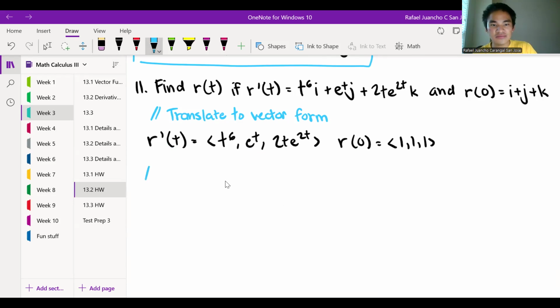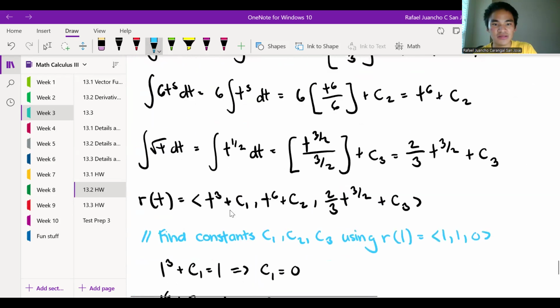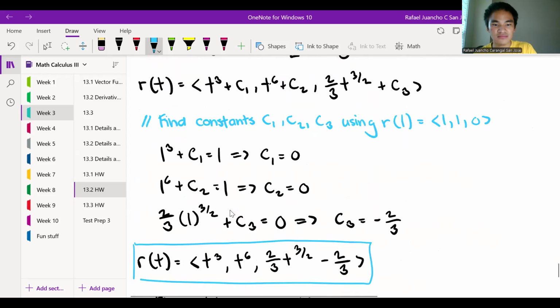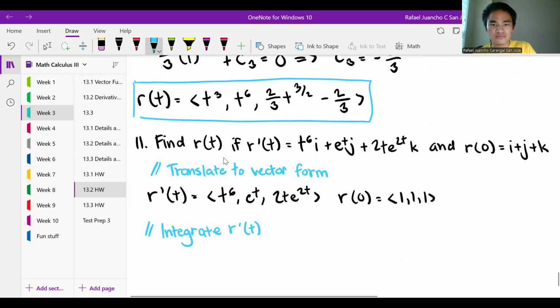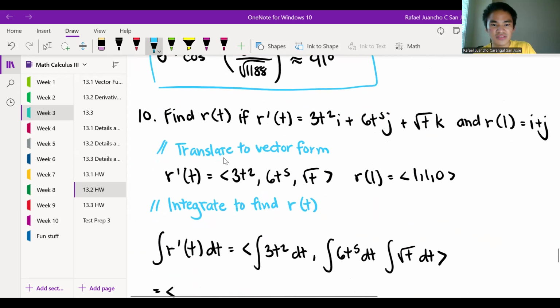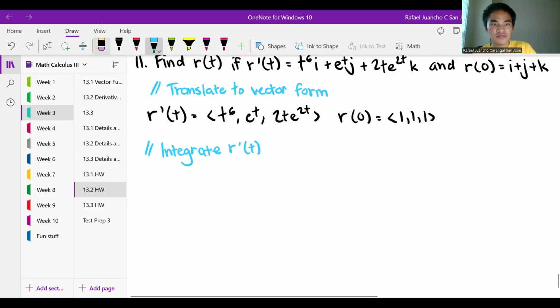Okay, what's the next thing? We want to integrate, right? So here we integrate r prime of t. And this should give us, oh, okay. Let me write it the way I wrote it before. Integrate to find r of t.